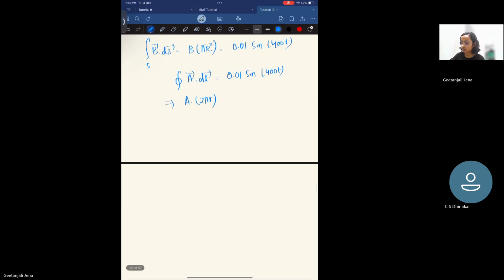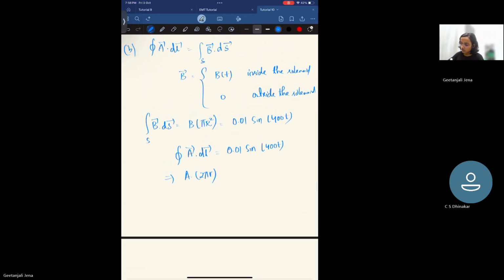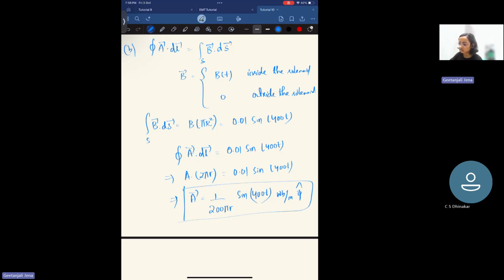Take it. And this is 0.01 sine 400t. So A would be 1 by 200 pi r sine 400t per meter, in the current direction, let's say it is in the phi direction. So this is the vector potential outside this core.